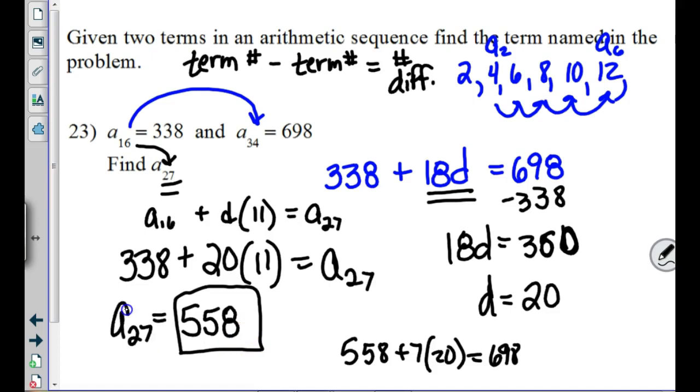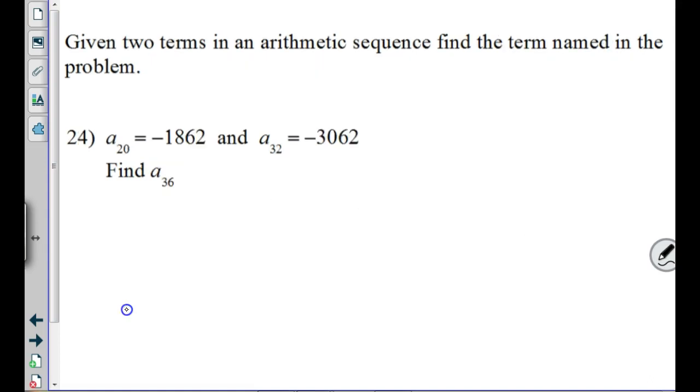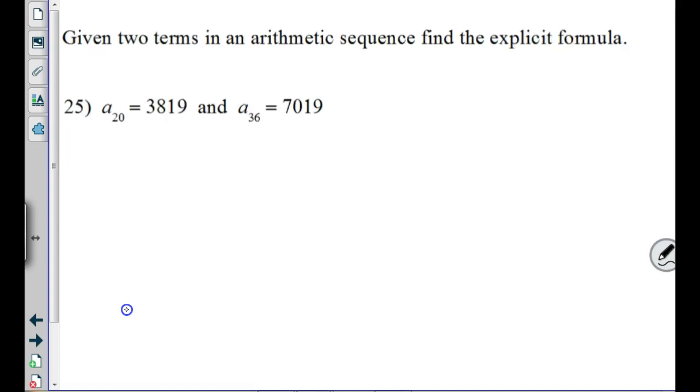That was kind of a tricky little math problem, huh? All right, should we try this one? Need one more of these, maybe? Okay, we're almost done.